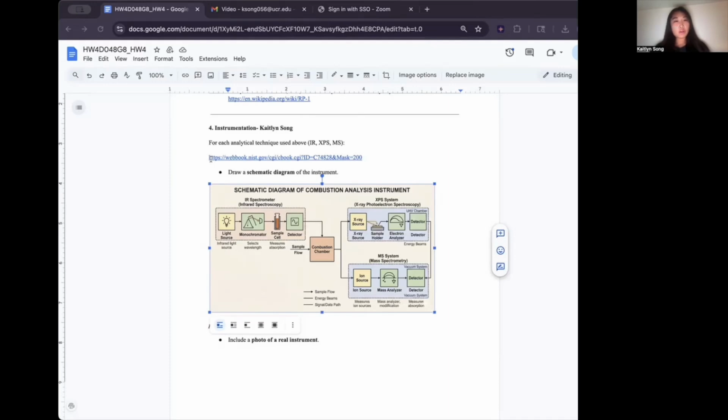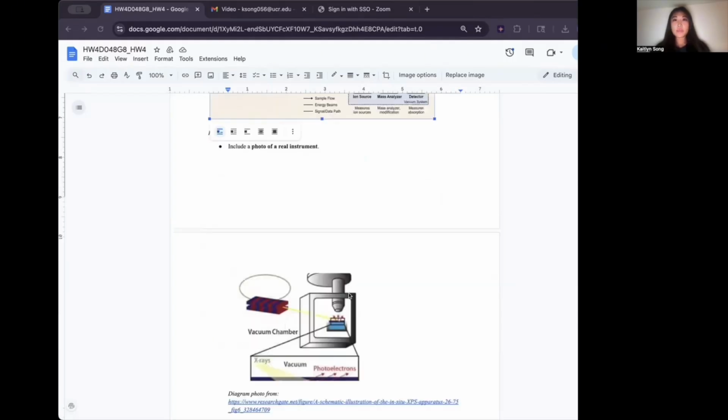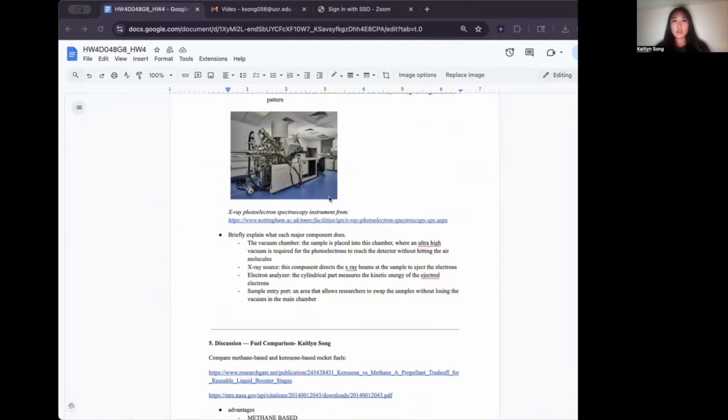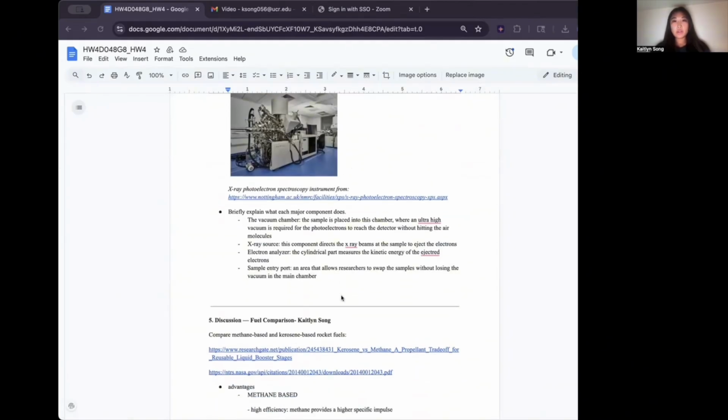Finally, for mass spectrometry, we identify fuel combustion by weight. An ion source hits the fuel molecules with electrons to create ions, which a mass analyzer then separates based on their mass to charge ratio. The detector records these fragments, giving us a unique fingerprint for each fuel type. Then I gave another brief explanation here and another image here of an example of an instrument.